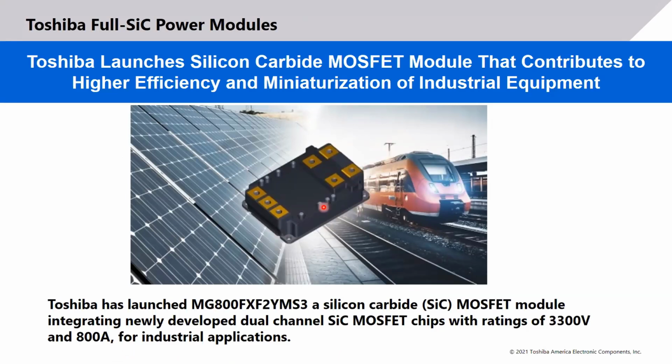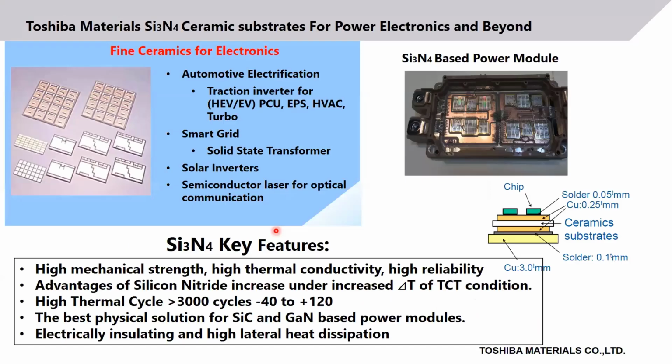And inside the module, as an insulated substrate which is holding those dies, we're using a silicon nitride substrate. At Toshiba, we have a materials group which is developing what we call fine ceramics for electronics. It is used for automotive electrification, traction inverters, hybrid vehicles, electric vehicles, smart grids, solid state transformers, solar inverters, and also to produce lasers for optical communication. This shows one of our modules, and we're using a silicon nitride ceramic substrate instead of aluminum oxide.